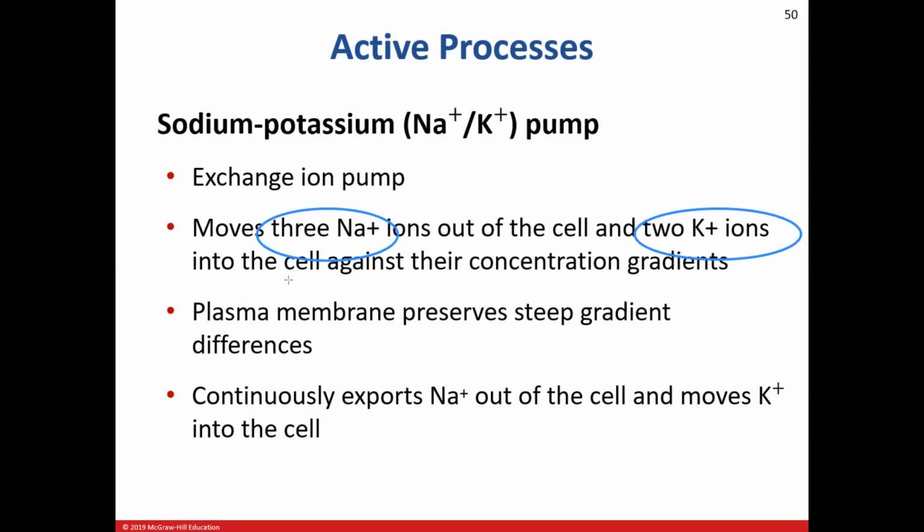Now, we are constantly moving these ions into and out of the cell. And we'll talk about the significance of these ions a little bit later as well. But the cell is continuously exporting sodium out of the cell and continuously moving potassium back into the cell.